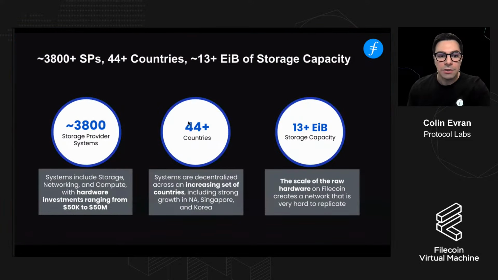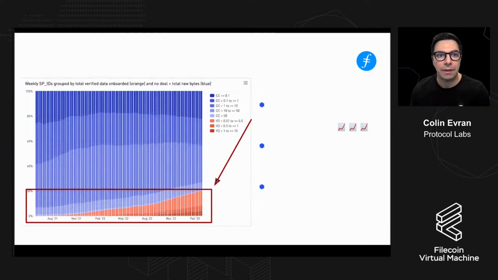All right, so Filecoin is the largest decentralized storage network in the world. We have over 38 storage provider systems across 44 countries with 13 exabytes of storage capacity, enough to power 4 billion HD movies across the network. This is huge, right? This is an incredibly hard thing to replicate, and the amount of hardware that's been amassed at the Filecoin network makes it incredibly unique within the Web3 space.